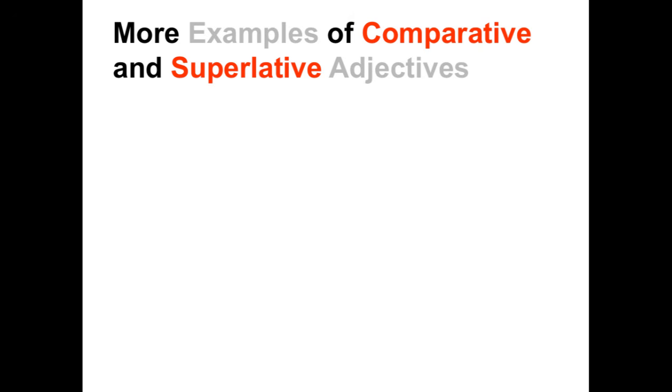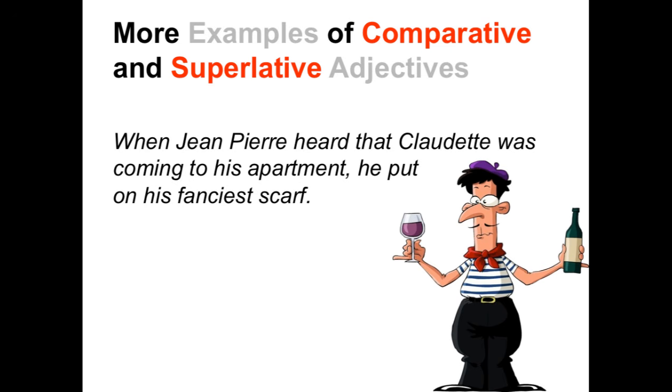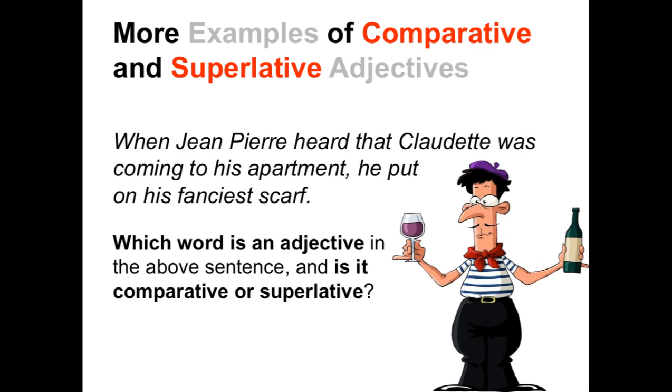Here's another example of a sentence using comparative or superlative adjectives. When Jean-Pierre heard that Claudette was coming to his apartment, he put on his fanciest scarf. Which word in this sentence is functioning as an adjective, and is it a comparative or superlative adjective? In this sentence, the adjective is fanciest, and it's comparing Jean-Pierre's scarf to all the other scarves that he owns and expressing that this scarf is more fancy than all of the other scarves. There is no scarf that Jean-Pierre owns that is fancier than this scarf that he has selected. So fanciest is a superlative adjective.